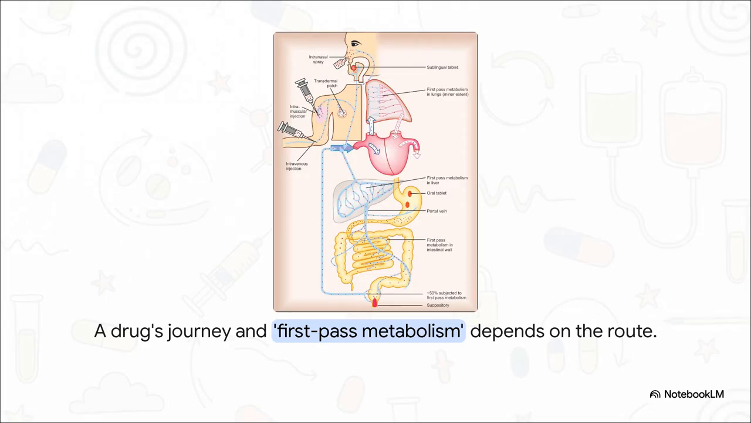Okay, please look at this diagram very carefully, because it explains a huge concept. First, follow the path for an oral tablet. It goes from the stomach, into the portal vein, and directly to the liver. The liver acts like a processing factory, and it gets the first pass at the drug, breaking some of it down before it even reaches the rest of the body. This is called first-pass metabolism. Now trace the line for an intravenous injection. See that? It goes directly into the bloodstream. It completely bypasses that liver factory. This is why the route you choose makes a massive, massive difference.